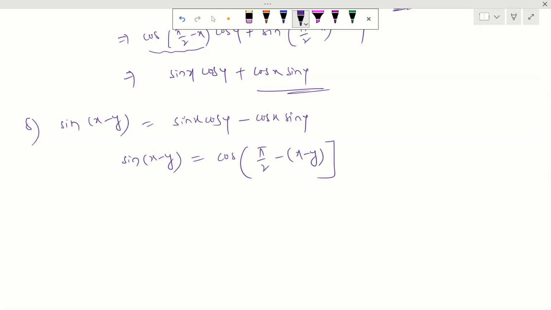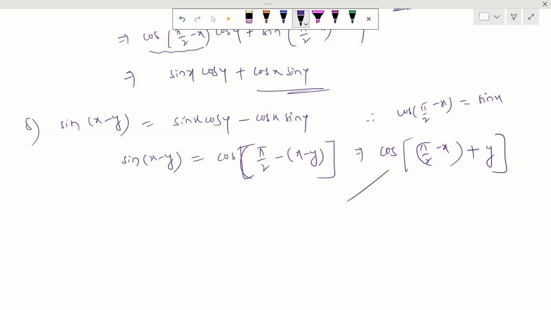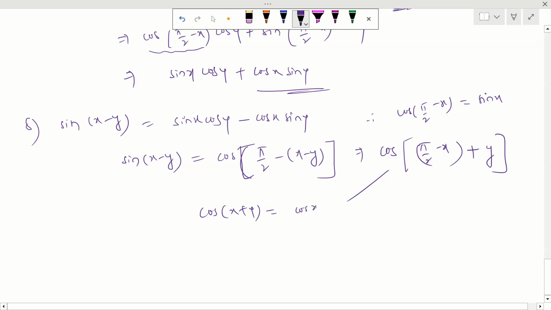I can write this because cos of (pi by 2 minus x) is sin x. Now if I solve this, it is pi by 2 minus x, with the x term written separately and the y term written separately. Minus into minus is plus, so it is plus y. This is in the form of the x plus y formula. The formula for cos of (x plus y) is cos x cos y minus sin x sin y.